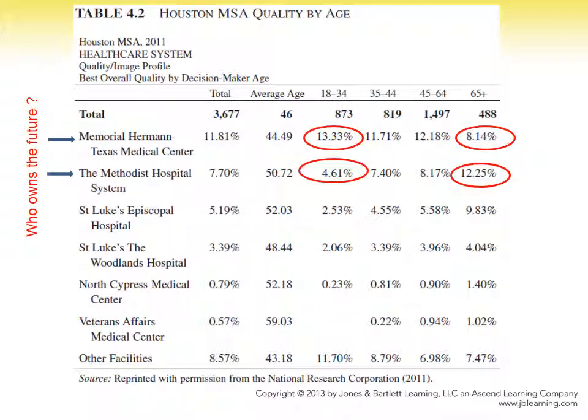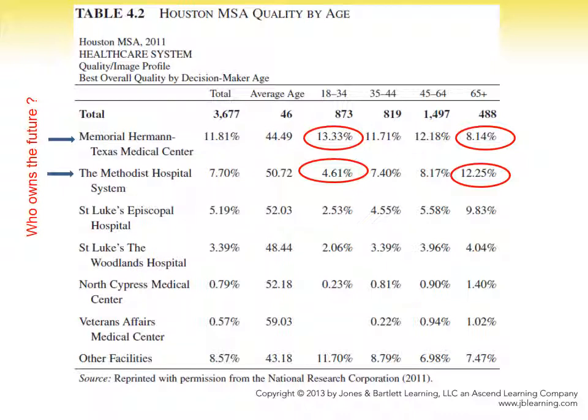Let's look at opinions on quality and decision makers, and look at the Houston area. This was an example given in your book, but I actually wanted to circle and highlight the comparison between Memorial Hermann and the Methodist Health System. Two real systems. This is real data, and this is really how you would use it. If you looked at Memorial Hermann and their overall opinion, they're the leader in the total, almost 12%. Methodist is 7% behind them.